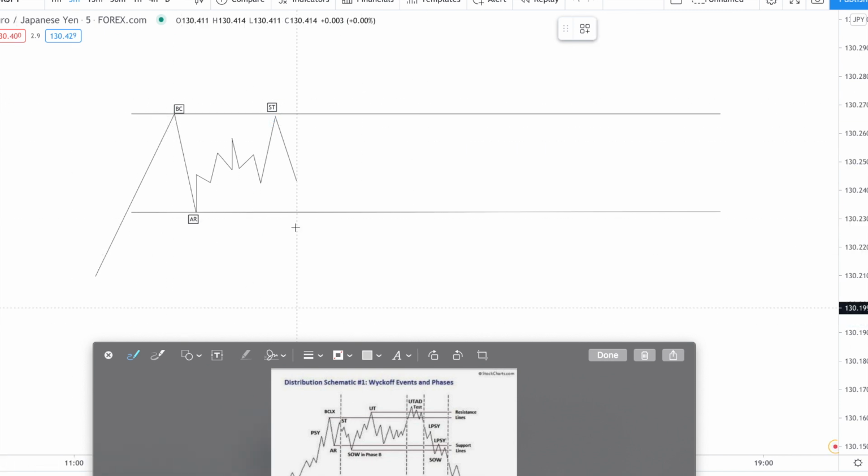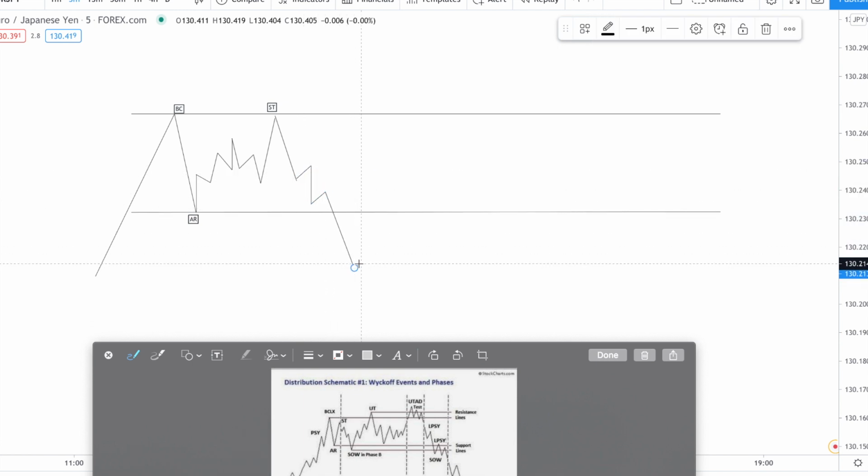So when we're identifying the schematic, we're copying, okay, the ST comes up to the line, okay? The upthrust goes above the line. The SAL comes before the upthrust and it goes below the AR. So you want to copy the exact distance, I want to say the jump skip in and the jump skip out of the trading range, okay? So now we have our secondary test and then it's doing whatever.